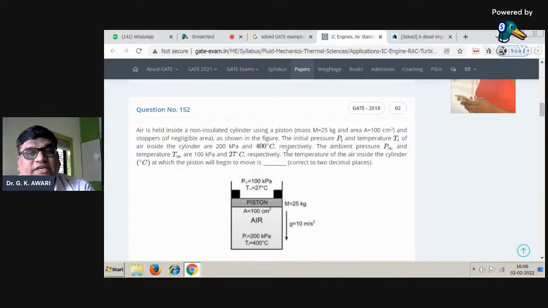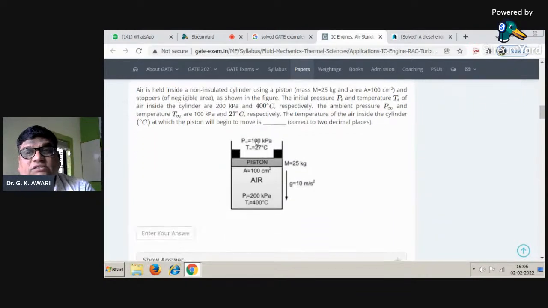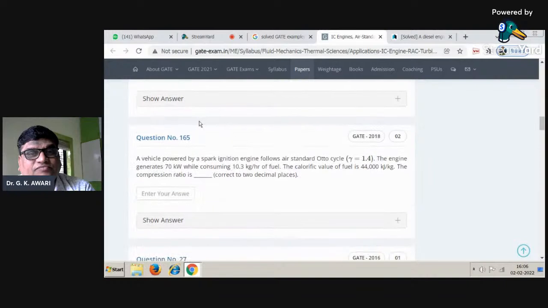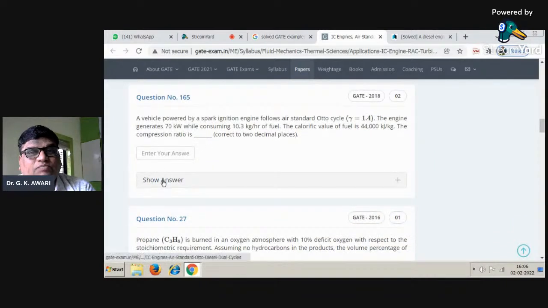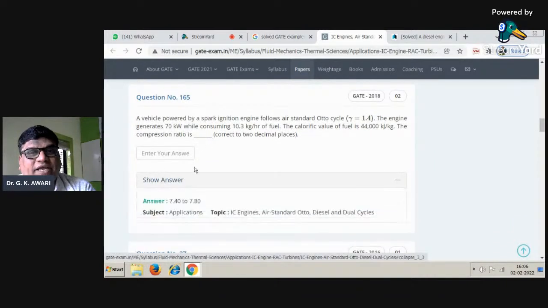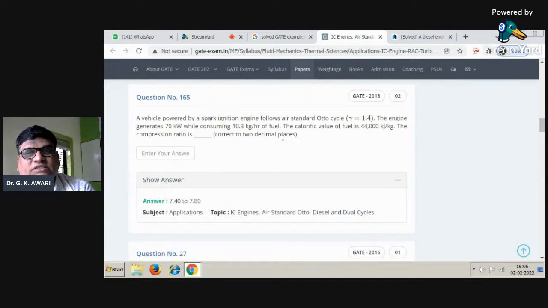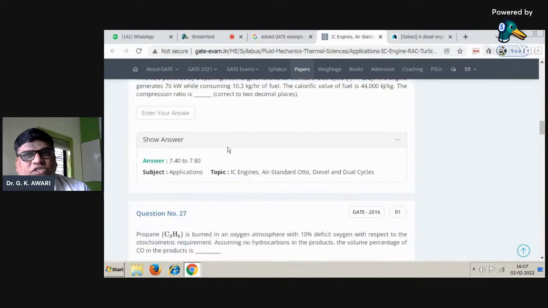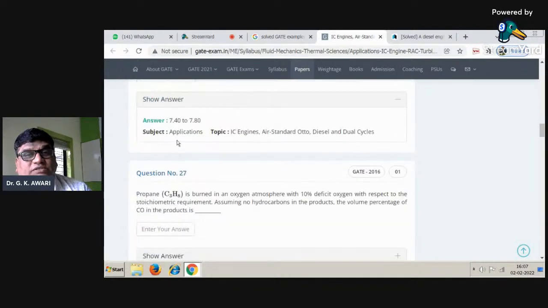Now this question is from GATE 2018. A vehicle is powered by a spark ignition engine that follows an air standard cycle with gamma equal to 1.4. The engine generates 70 kilowatt while consuming 10.3 kg per hour of fuel. The calorific value of fuel is 44,000 kilojoule per kg. The compression ratio, correct to two decimals, is to be calculated.